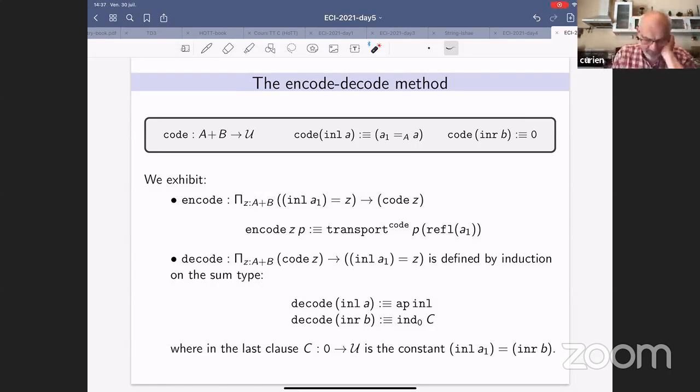Okay, so let's see that. z is an element of A plus B. P is a proof that inl A1 is equal to z. So we seek an element of code z.